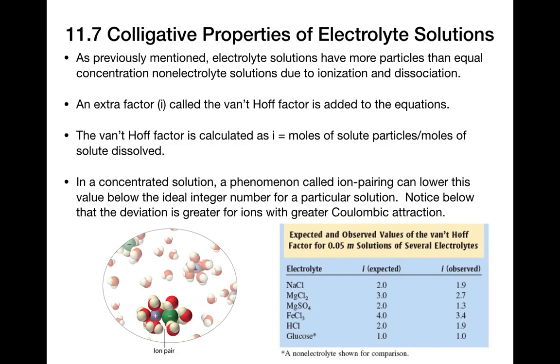So you see actually a very large effect for magnesium sulfate, MgSO4. That's because Mg2+ and SO4 2- have charges of 2 and 2, so your Coulombic attraction is 4 times greater than for NaCl, which is +1 and -1. So with greater Coulombic attraction between the ions, they're more likely to do the ion pairing. And the more they do the ion pairing, the less we see the van't Hoff factor taking effect to its ideal value.